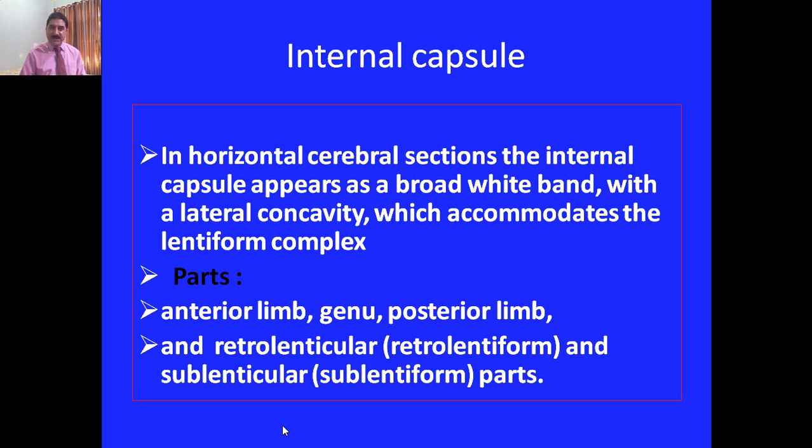Lentiform nucleus, as already said, is wedge shaped, it has a base and it has two blades. These blades indent a band of white matter medially and convert it into anterior and posterior limbs. This band of white matter is called internal capsule. The point where the anterior and the posterior limbs meet is called genu. The parts of this internal capsule are anterior limb, genu, and posterior limb. It also has retrolenticular and sublenticular parts.